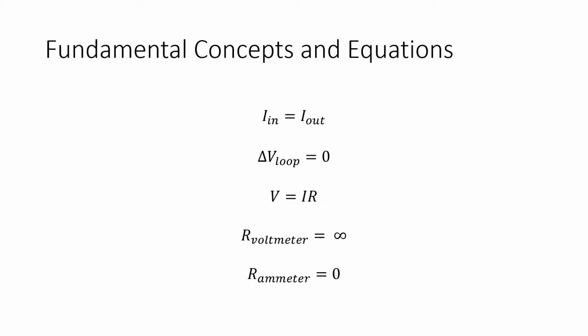Some fundamental concepts and equations are the node law, which says that the current in and out is equal. In a closed circuit, the potential difference is also 0. The given potential difference in a circuit is equal to the current times the resistance. The resistance of a voltmeter is assumed to be infinity, and the resistance of an ammeter is assumed to be 0.